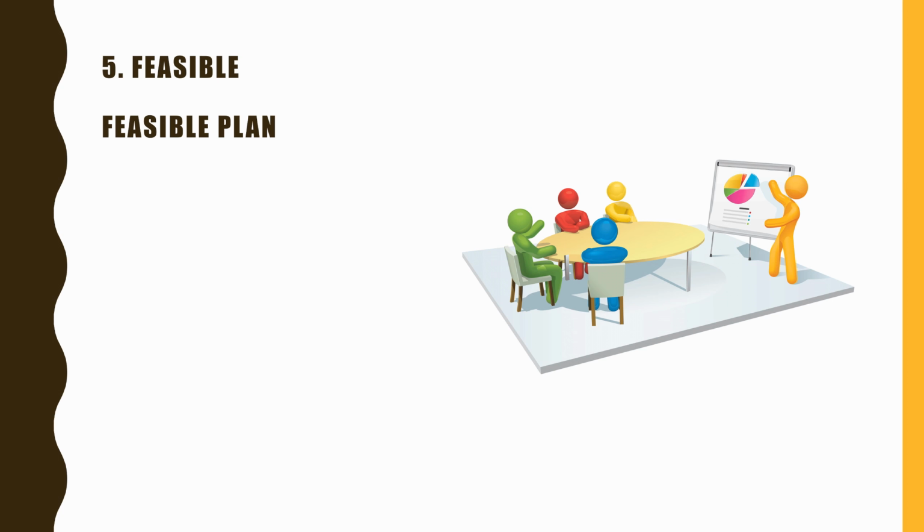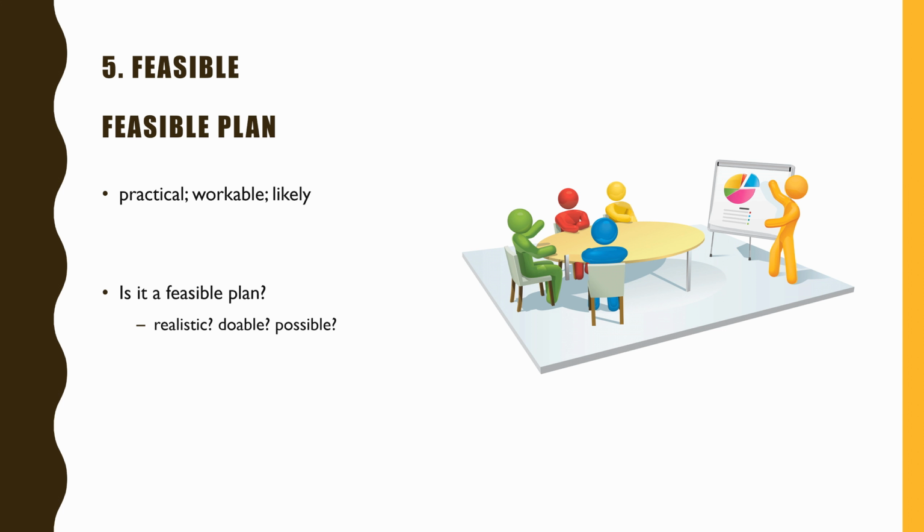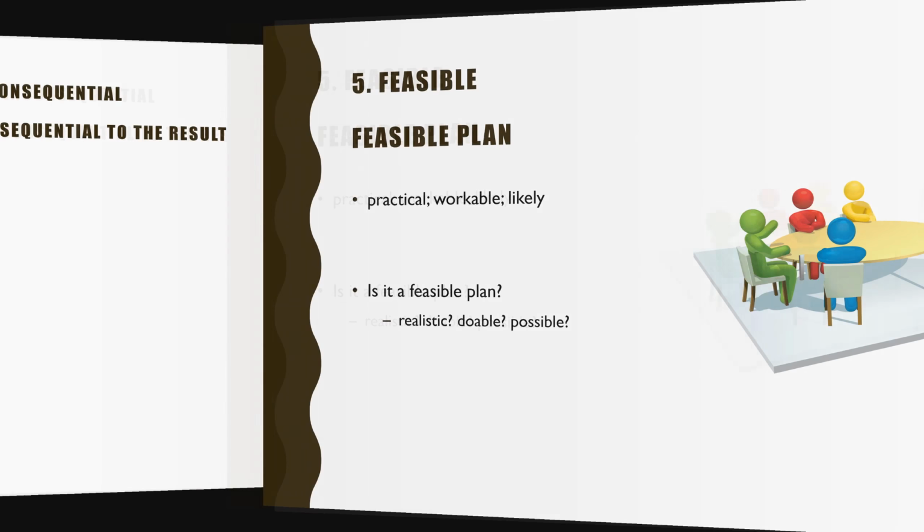Feasible, feasible plan. A feasible plan is practical, workable, or it's likely in the sense that we are able to do it. So we would ask, is that really a feasible plan? Is that something we can do? Is it realistic? Is it really doable? Is it possible? Can this really happen? And that would be a feasible plan.